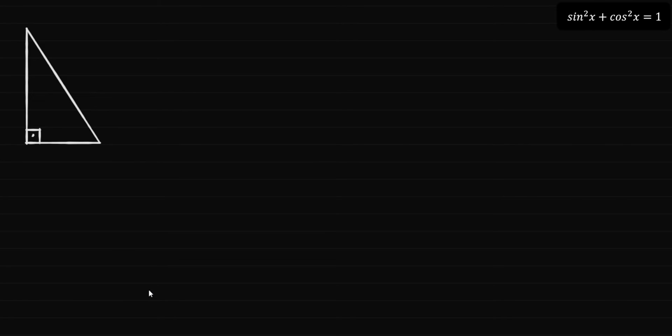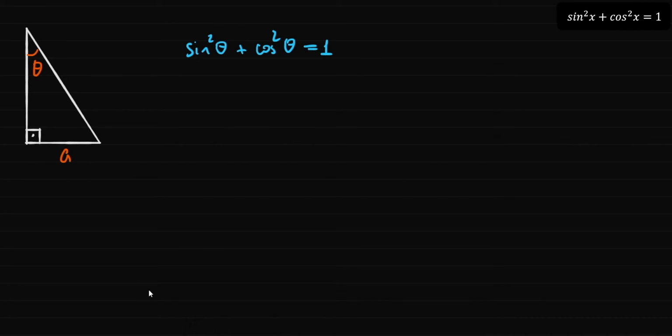Now let's prove that sine theta squared plus cosine theta squared equals 1. And to do that, we're going to need a right triangle. First, we have to pick an angle. It doesn't matter; we can take this angle or this angle, but I'm just going to take this angle. And let's say this is our theta.